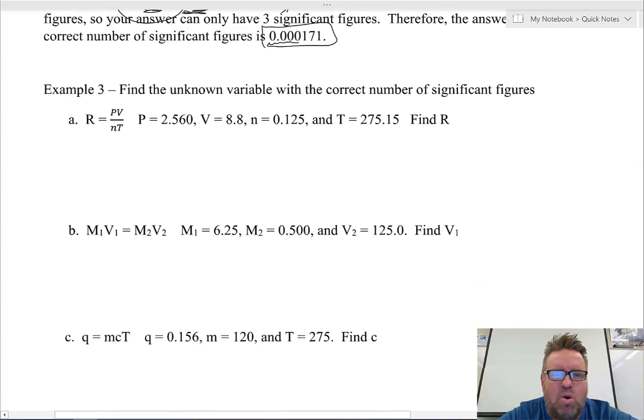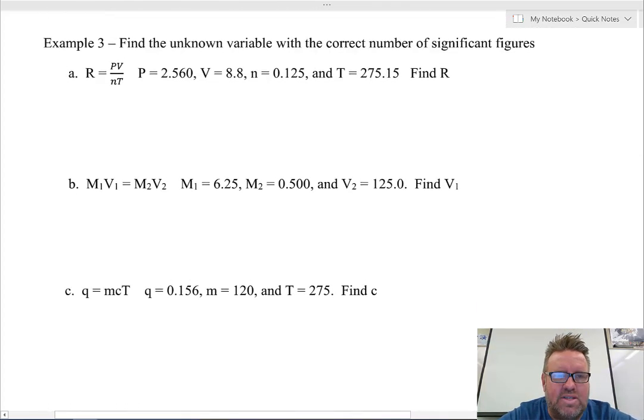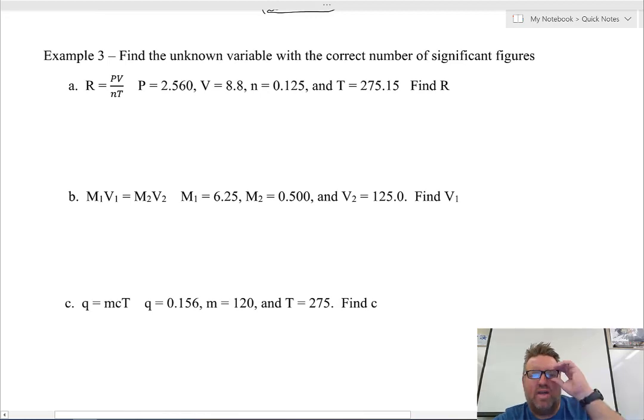Okay, so why don't you try these out? There's 3 examples here. Go ahead and try them out and solve for the unknown variable that it tells you for. This is a little bit of algebra review here as well. And then again, the key here is make sure that your final answer has the correct number of significant figures.